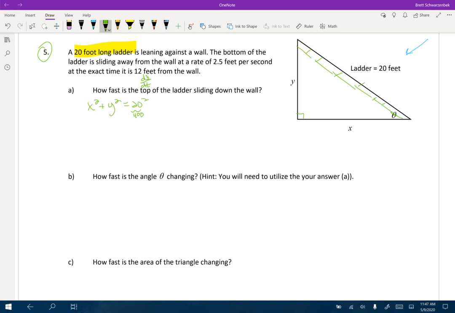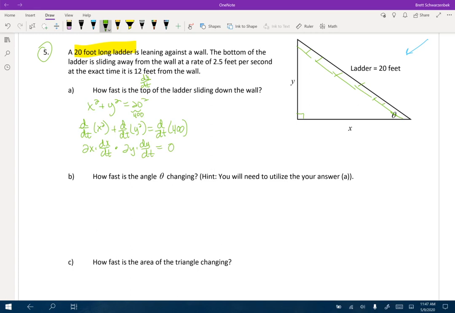We need to take the derivative with respect to t of both sides of this equation, just like we did in the implicit differentiation section. So d/dt of 400. Okay, what do we get? Well, a lot of implicit stuff. We're going to get 2x dx/dt plus 2y dy/dt equals 0. The derivative of a constant is always going to be 0.